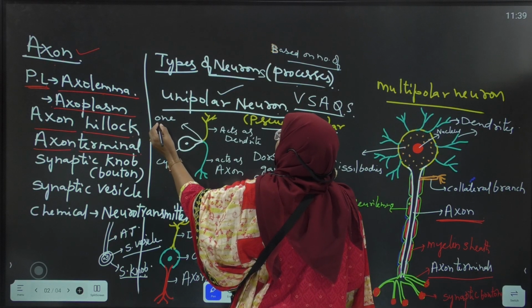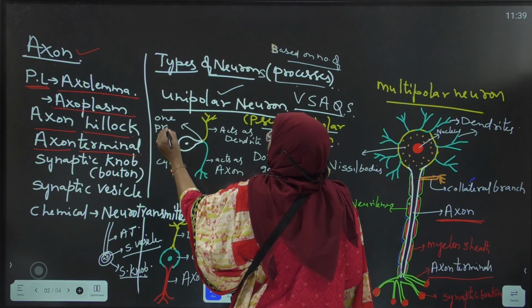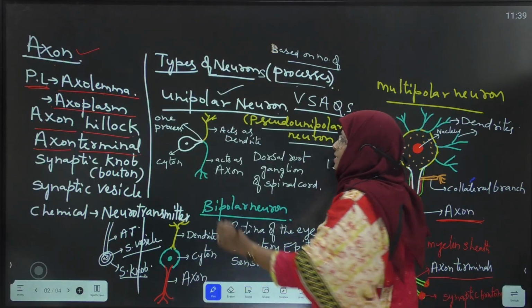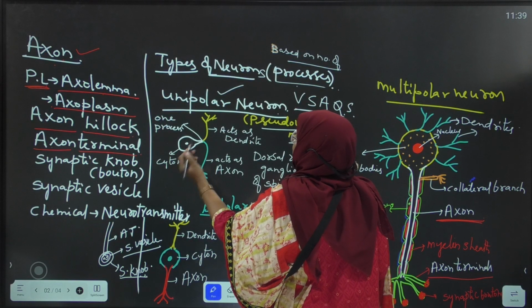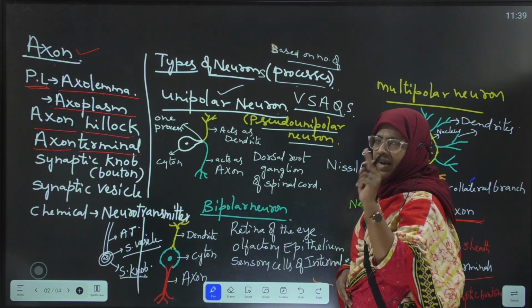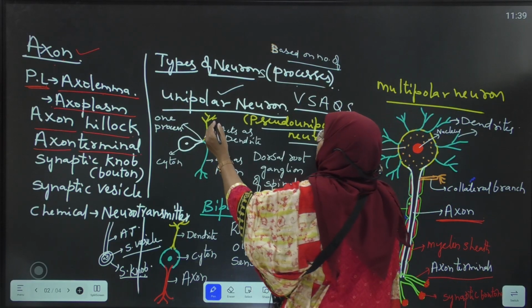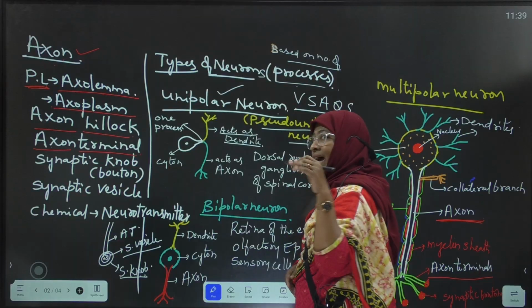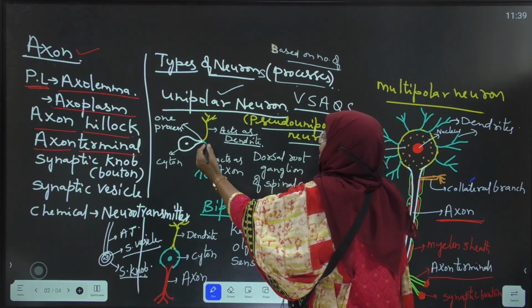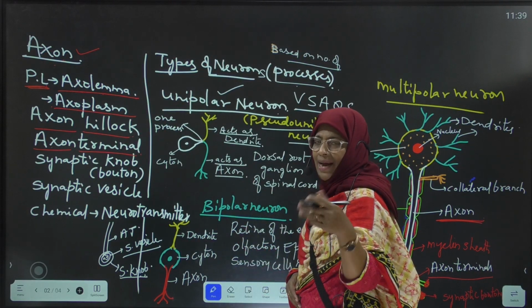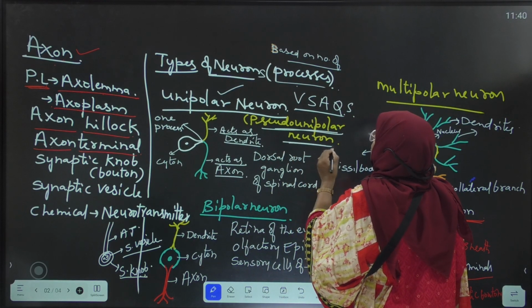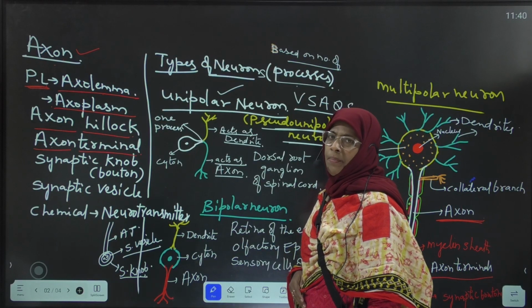From this cyton, a single process arises. This single process divides into 2 branches. In that, one branch acts as dendrite. It just acts as dendrite; it is not a real dendrite. And the second process acts as axon. It just acts as axon; it is not a real axon. Hence, these neurons are called pseudo-unipolar neurons or false unipolar neurons.